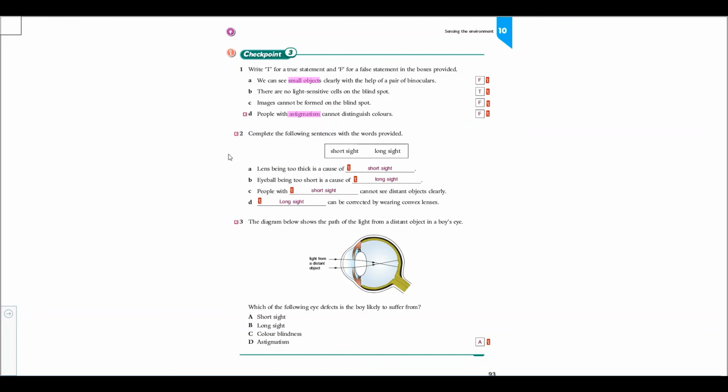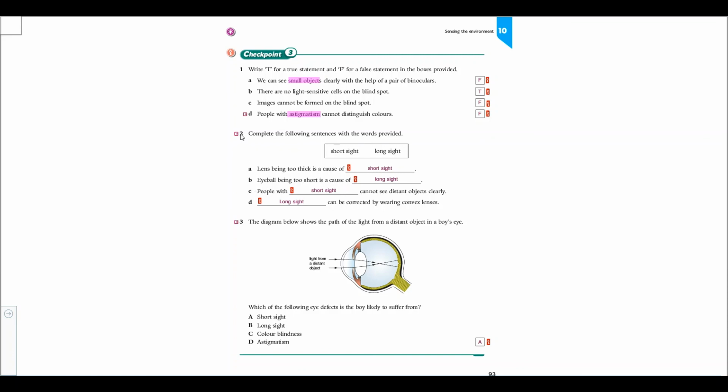So for the second question, fill in the blanks. About short sight and long sight. Remember, short sight is lens being too thick and can only see near objects but not distant objects, and long sight would be exactly the opposite. So lens being too thick, 2A, should be cause of short sight, and then eyeball being too short will be cause of long sight. So remember, for short sight it will be eyeball being too long, and the opposite for long sight, eyeball being too short.